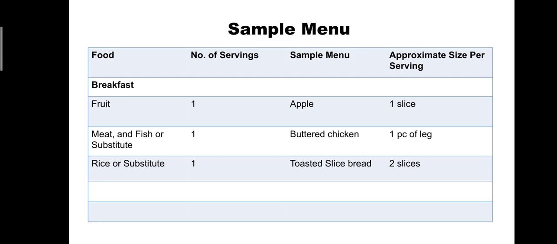Next is the sample menu for breakfast. We have fruit, meat and fish or substitute, rice or substitute. For the fruit, number of servings 1, sample menu apple, approximate size per serving is 1 slice. For the meat and fish or substitute, number of servings 1, sample menu buttered chicken, approximate size per serving is 1 piece of leg. Rice or substitute, number of servings 1, sample menu toasted sliced bread, approximate size per serving is 2 slices.